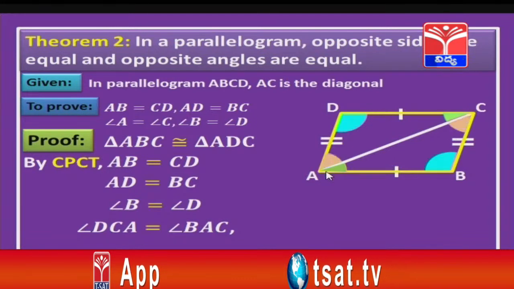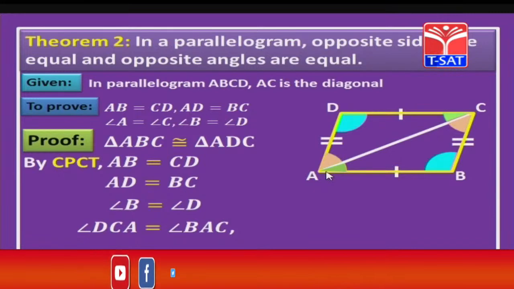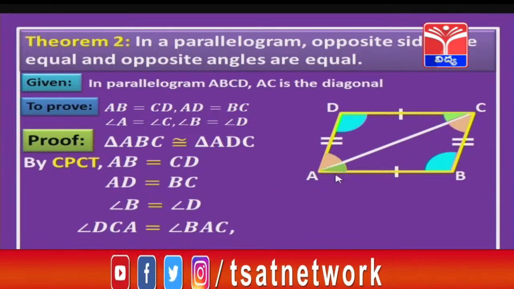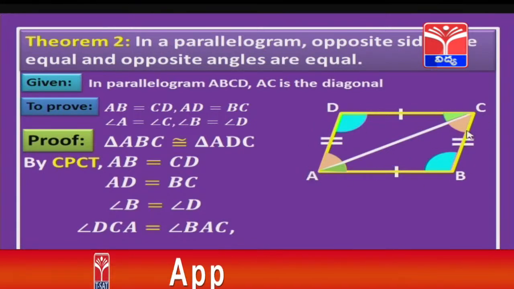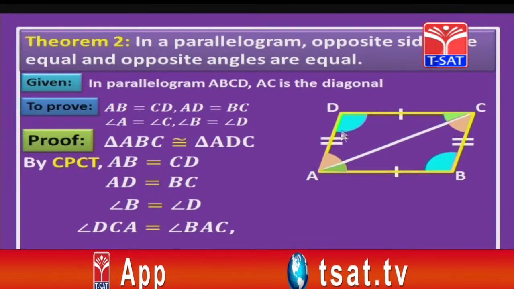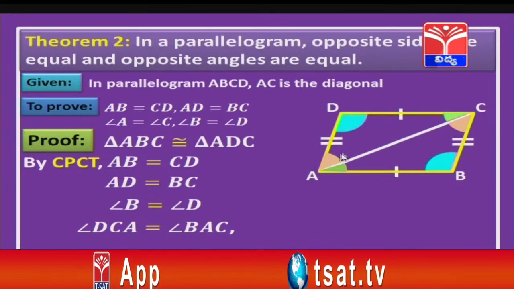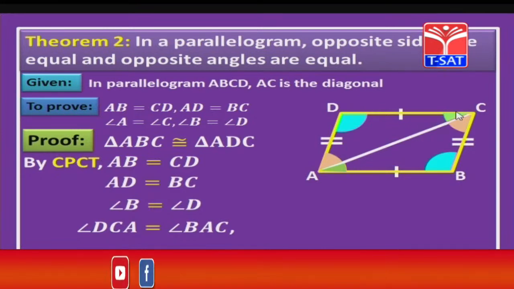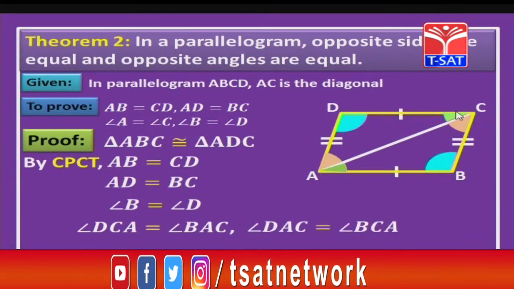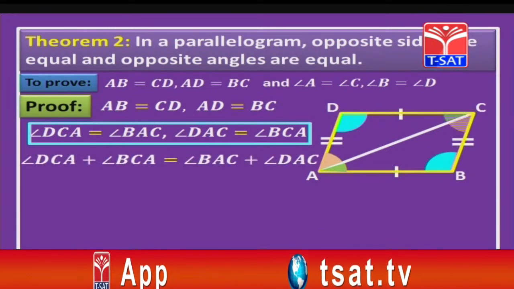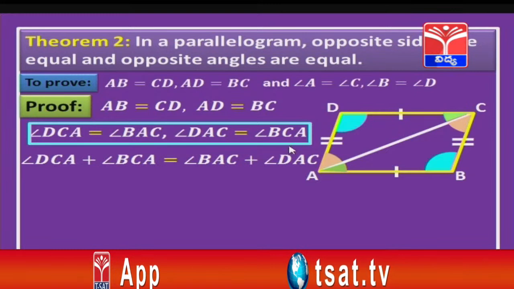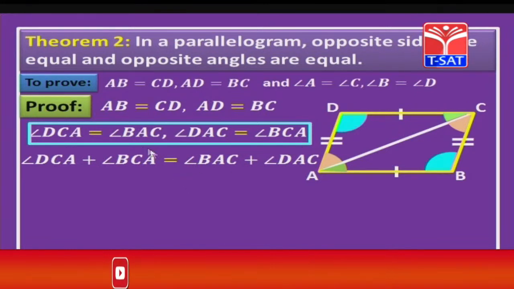Yes, because they are alternate interior angles, and even these two are also equal. Why? They are also alternate interior angles, because BC parallel to AD and AC is a transversal. These two are alternate interior angles. Similarly, AB parallel to CD and AC is a transversal, and these two green color angles, they are also equal because they are also alternate interior angles. Okay, children. So, we are writing that. Now, from these what I do is I will add them, like I am adding DCA plus BCA is equal to BAC plus DAC. Now, let us see what do you get.